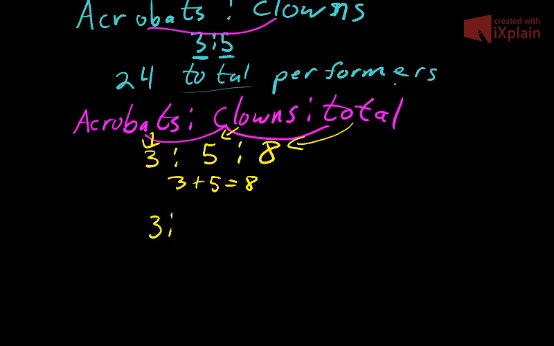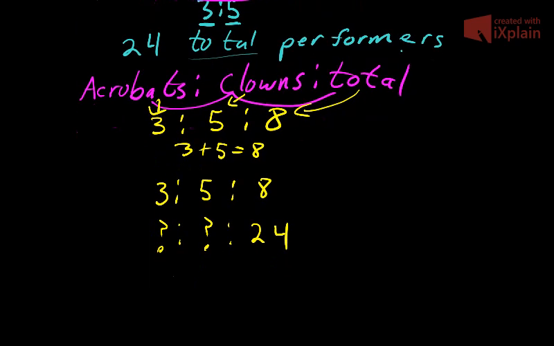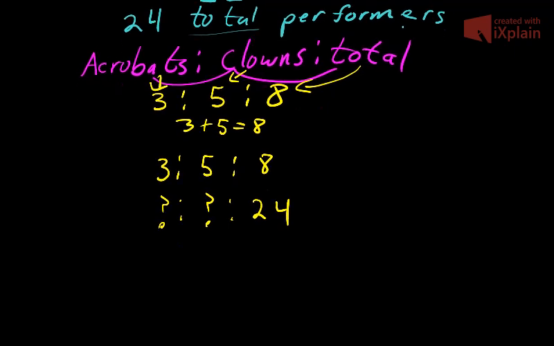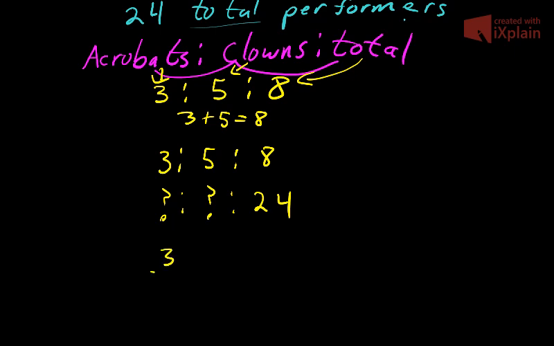So our 3 to 5 to 8 has to give us something to 24. And a way we can solve this is using our cross products with ratios that we talked about last week. What we do here is turn these into fractions, because fractions are things that we know how to deal with. I'm going to have 3 to something is equal to 8 to 24. And with that, I can figure out exactly how many acrobats I have.